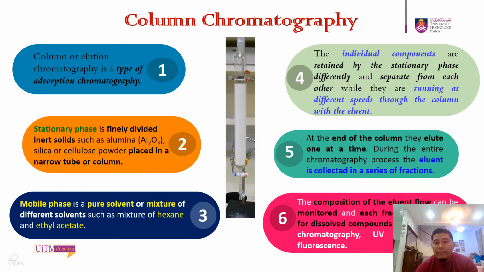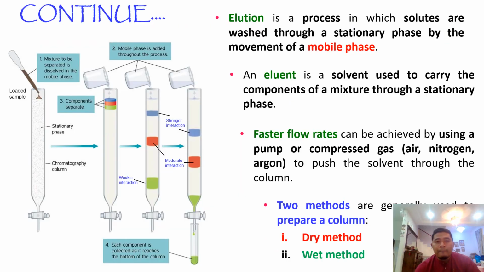You can see from the video, or YouTube, or wherever you can watch. The composition of the eluent flow can be monitored. Each fraction will be dissolved, and if we cannot see the compounds appear, we will look under UV light or fluorescent light. Okay, so this is what happened.